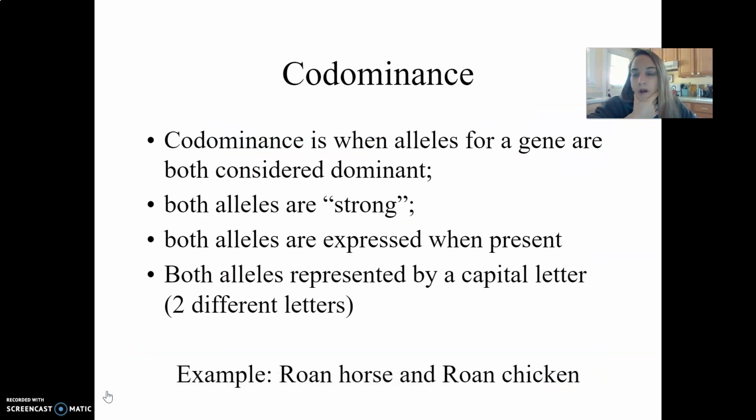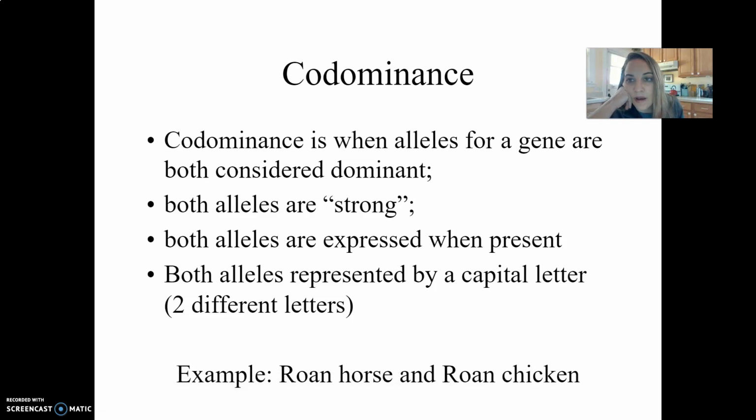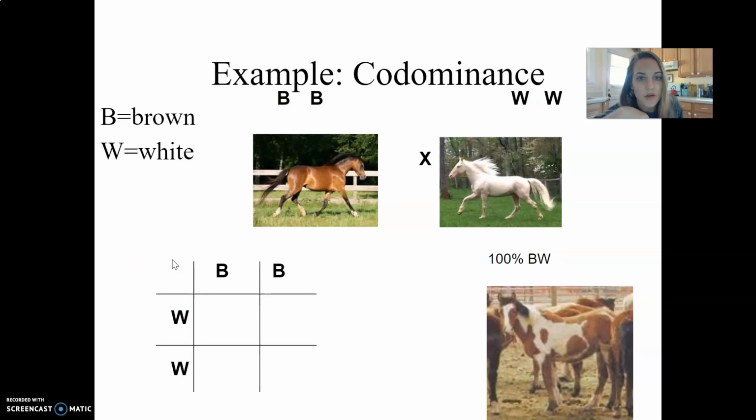The second type of exceptions to the rule is called codominance, and this means that there are multiple alleles, or both alleles are dominant alleles, and that means both are expressed if they are present. The weird thing about this is it means that even though it's the same gene loci, there are two different capital letters used to represent that gene, and that's because both are dominant. So a great example is in the coloration of a lot of different animals. Horses could be one example.